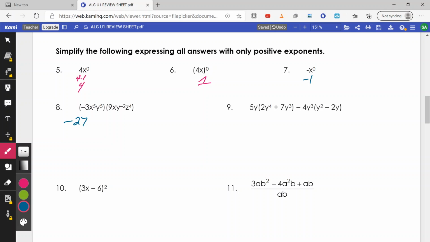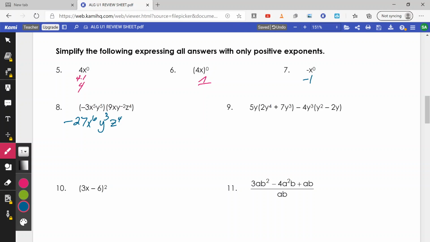x to the 5th times x. We add our exponents, so x to the 6th, 5 plus 1. y to the 5th times y to the negative 2, separate base. We add our exponents. 5 minus 2 means y cubed. And then z to the 4th is going to come along for the ride.